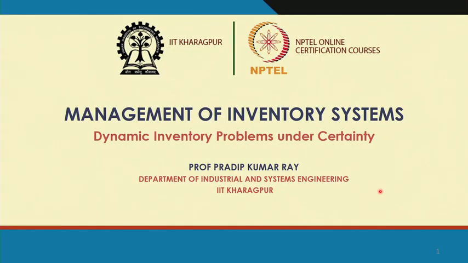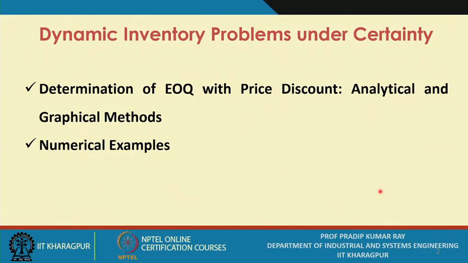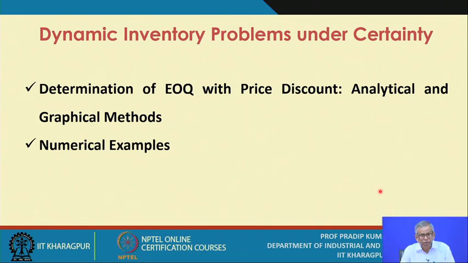During this session, we'll continue our discussions on determination of the EOQ with price discount. We already explained this concept in the last lecture session. What we mentioned is that in order to determine this economic order quantity with price discount, there are two approaches you may opt for. The first one is the analytical approach and the second one is the graphical method.